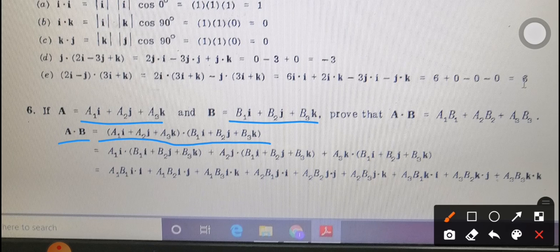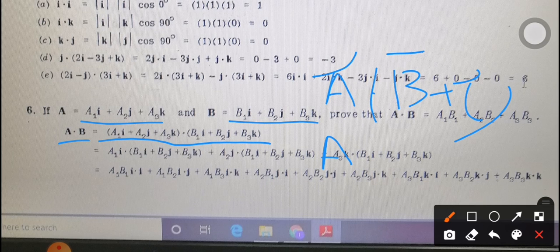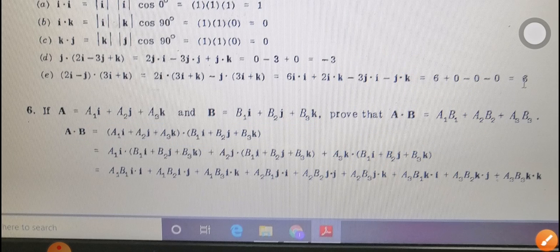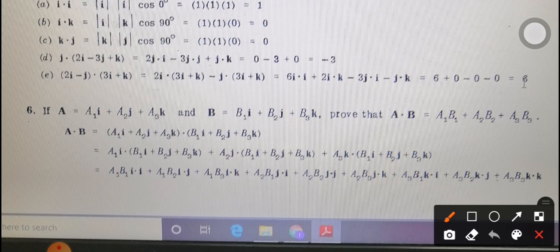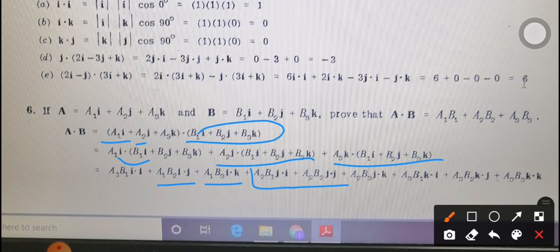Now we can apply the property that A dot (B plus C) is equal to A dot B plus A dot C. So we will apply this property over here. We will take the dot product of this vector with this one, then a2 j dot with the whole vector, and then we will again apply the property. We will be left with a1 b1 i dot i, a1 b2 i dot j, a1 b3 i dot k. Similarly, when we open up this bracket with a2 b1 j dot i, a2 b2 j dot j, a2 b3 j dot k, and the same holds for the third one as well.